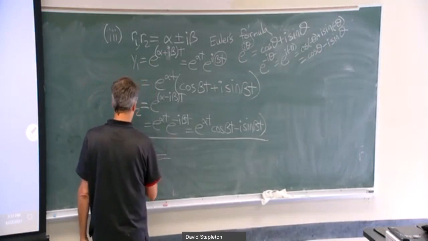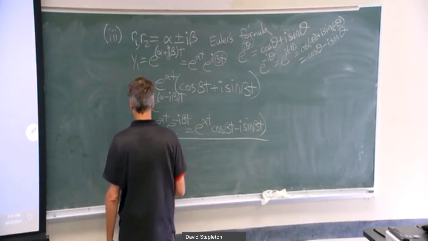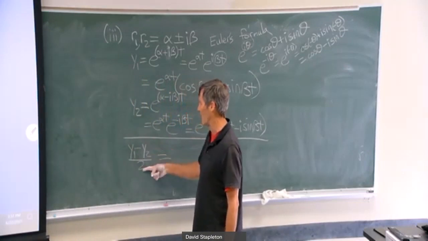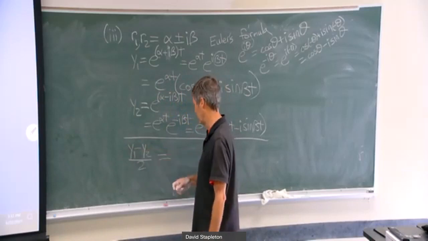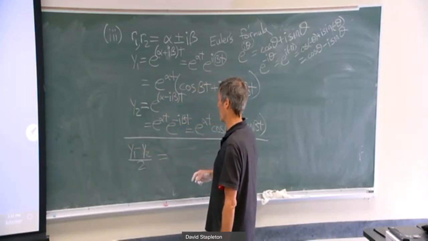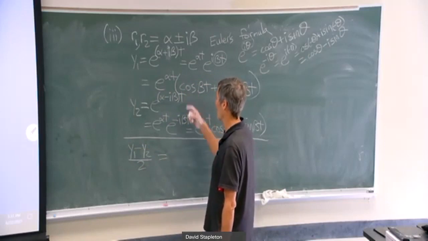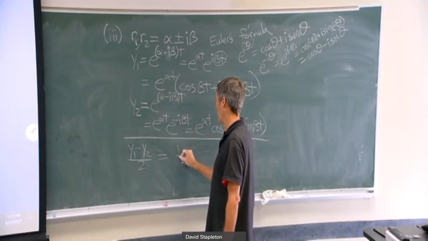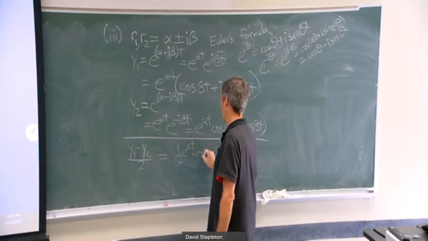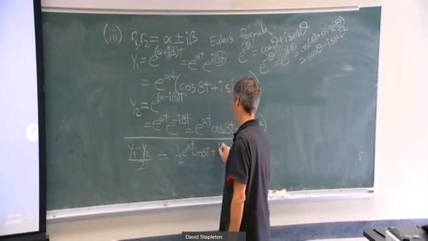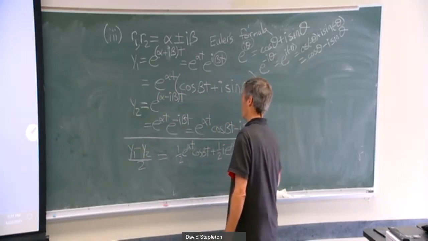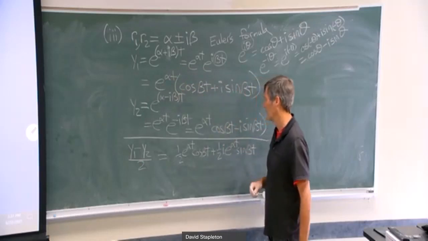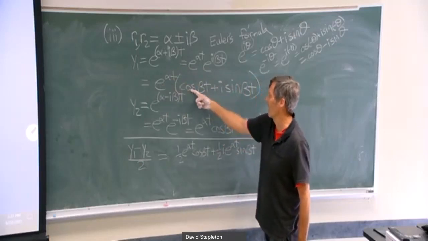Moreover, I'm going to try and do something a little nicer. I'm going to take these and divide by 2. Now I've got 1/2 y1 minus 1/2 y2. That's also a linear combination of y1 and y2. It will be a solution, right? Constant times one plus constant times the other. So what do I get when I take that? Well, I get 1/2 this one, which is 1/2 e to the alpha t cosine beta t plus 1/2 i e to the alpha t sine beta t. That's just 1/2 this one multiplied out, right? Like a half, this times a half, and this times a half.